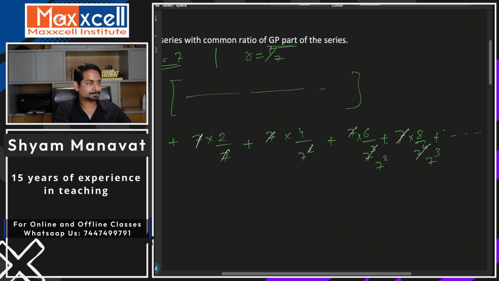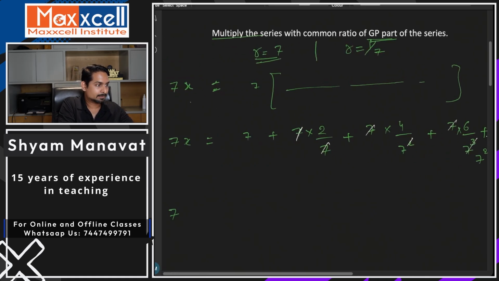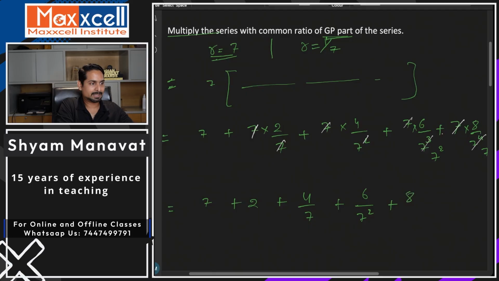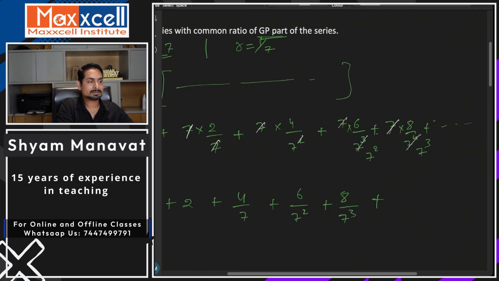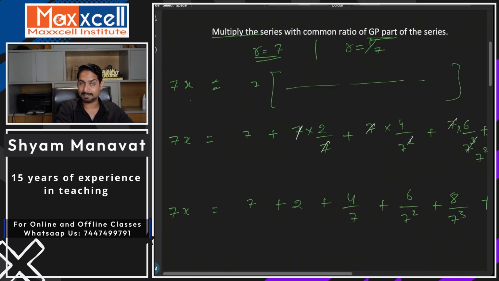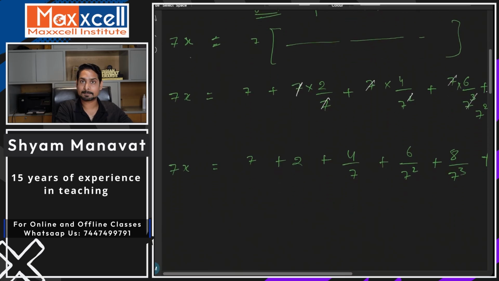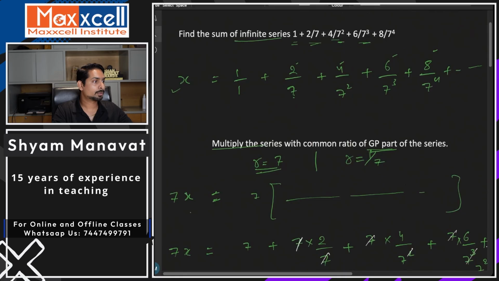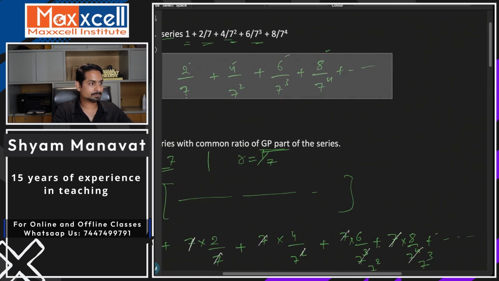Clear? Okay. Now this 7x will be like 7 plus 2 plus 4 by 7 plus 6 by 7 square plus 8 by 7 cube plus so on up till infinite terms. Are you comfortable with this? Yes. Now look at this x term which we got here.